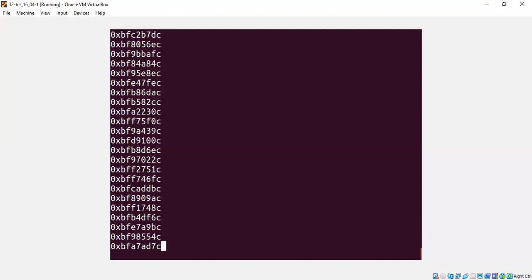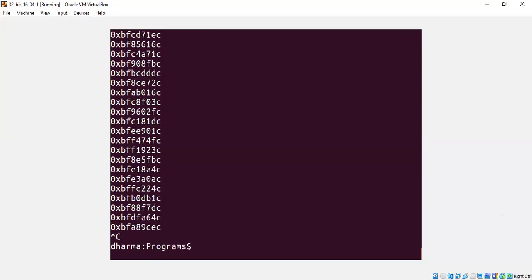I did spend some time looking into this distribution. And you can see oftentimes, pretty much all of the addresses have BF at the beginning and C at the end. I hardly saw anything other than that.